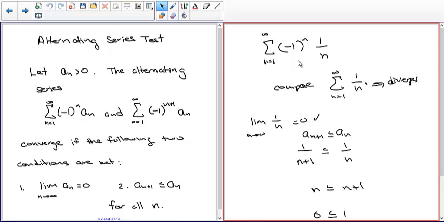So we said that this series, 1 over n, the summation, actually, we said this one diverges. It's a p series, and it diverges because the exponent p is less than or equal to 1. It's equal to 1, whereas the alternating series does converge.